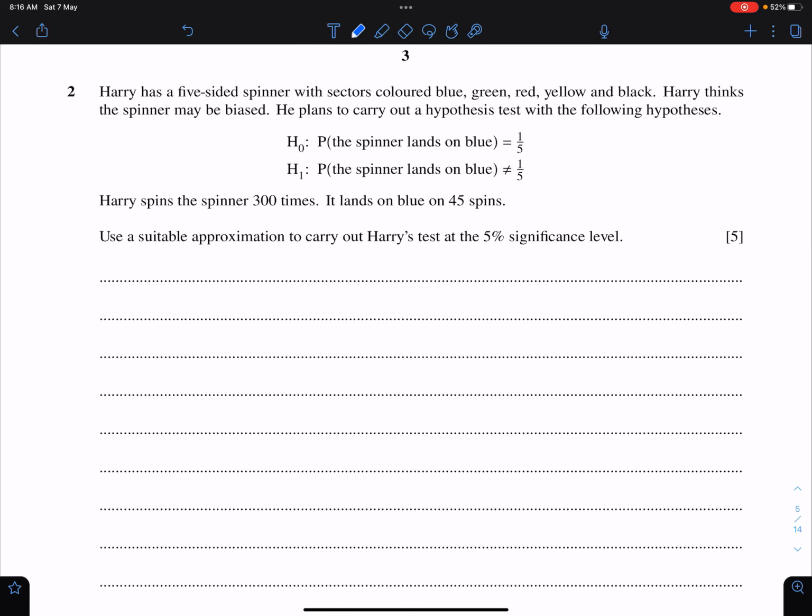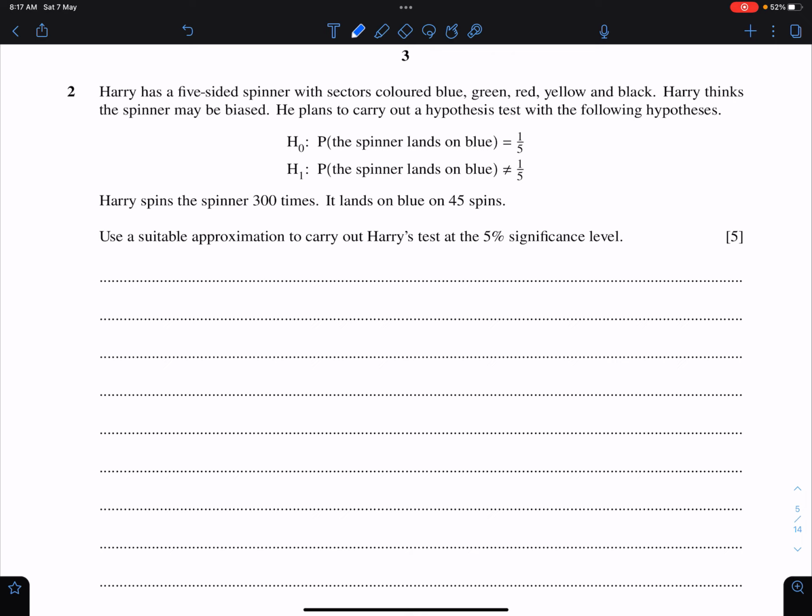Question number 2. Harry has a 5-sided spinner with sectors colored blue, green, red, yellow and black. Harry thinks the spinner may be biased. He plans to carry out a hypothesis test with the following hypotheses. H0: the probability the spinner lands on blue is 1 upon 5. H1: the probability that the spinner lands on blue is not 1 upon 5. This not equal sign means a two-tailed test.